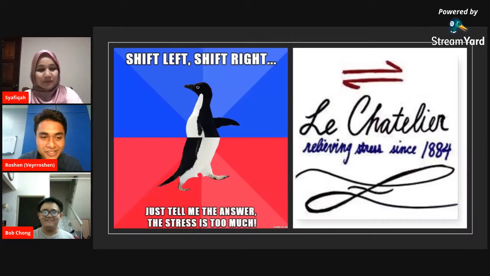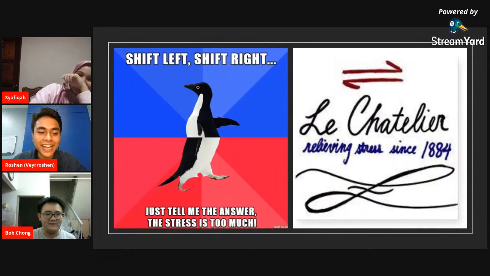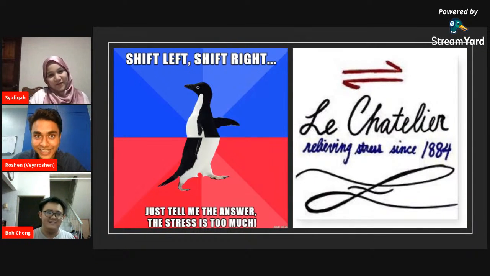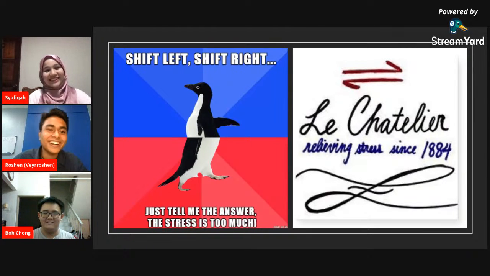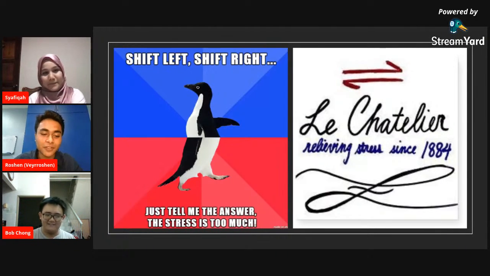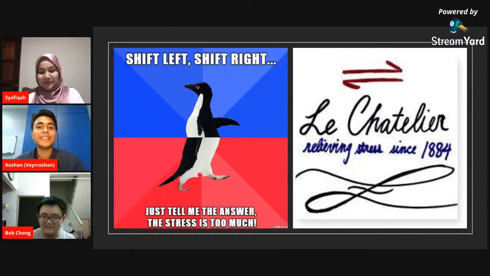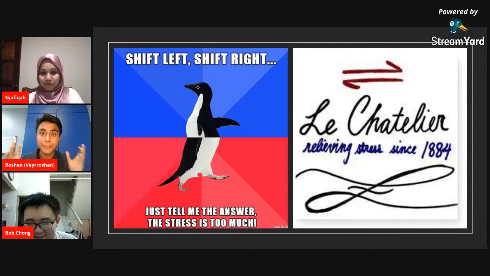Okay. So now Syafiqah thought it would be a great idea if we added a lot of memes. Syafiqah's idea, just saying. So Le Chatelier's principle is just about shifting left and shifting right when the stress is too much. Look at the penguin there. You can see the flow going left, the flow also going right. What he's trying to show is that Le Chatelier's principle is all about shifting the equation left and right to find balance.